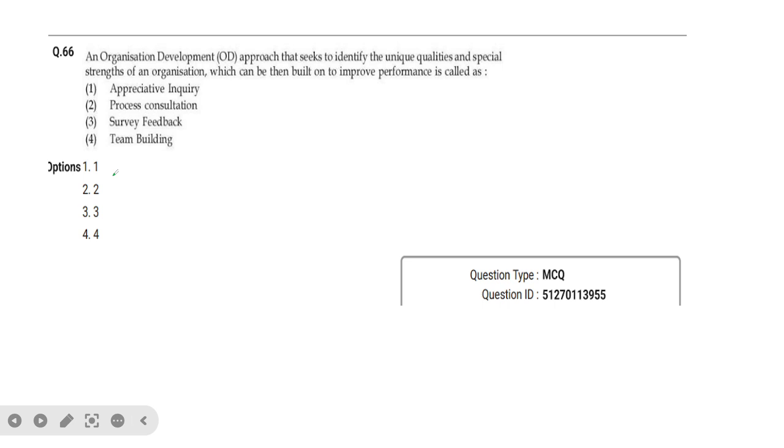Question number 66: an organization development OD approach that seeks to identify the unique qualities and special strengths of an organization, which can then be built on to improve performance, is called appreciative inquiry, process consultation, survey feedback, or team building. So the answer is option 1, that is appreciative inquiry.